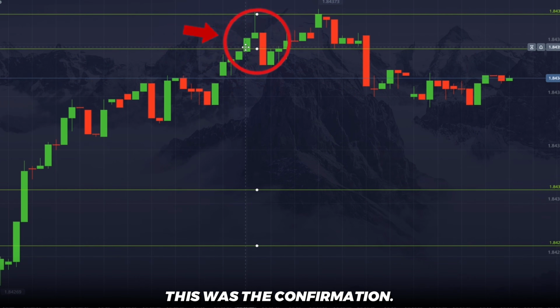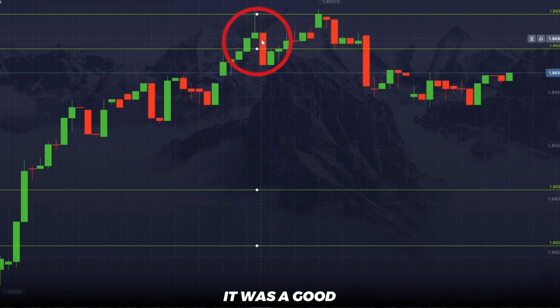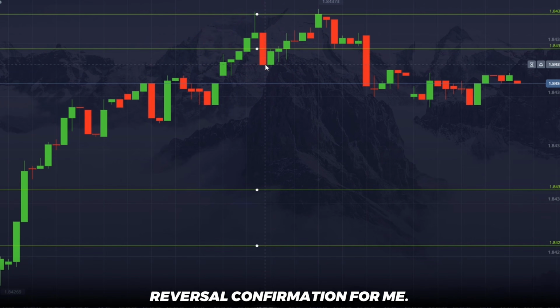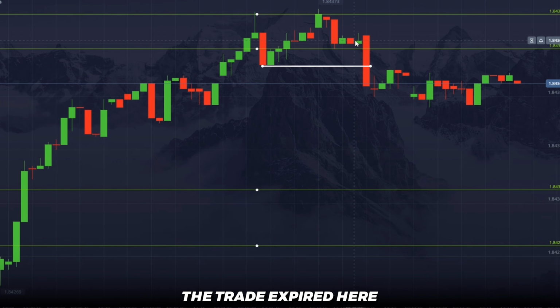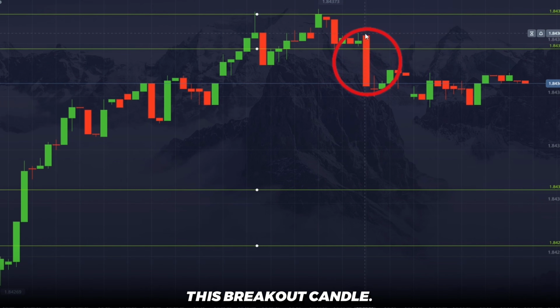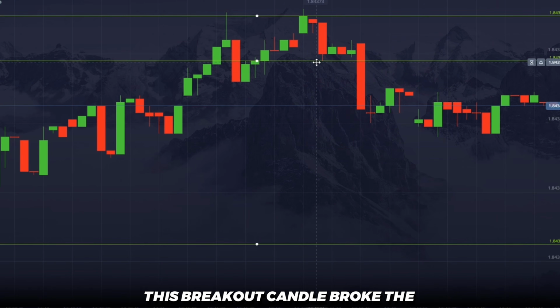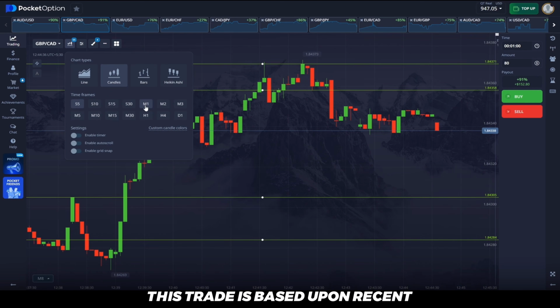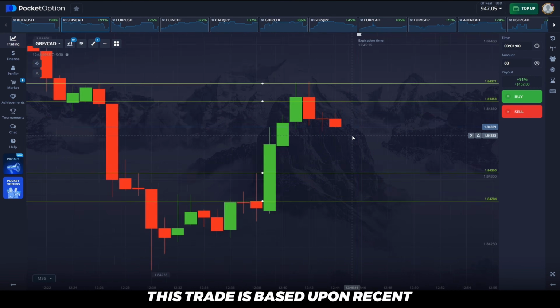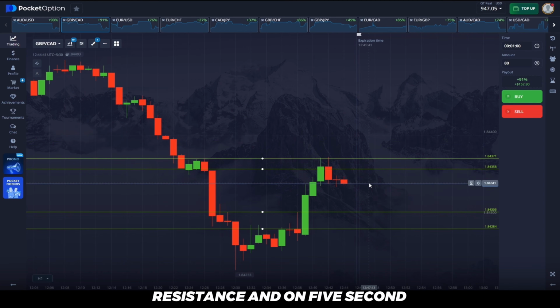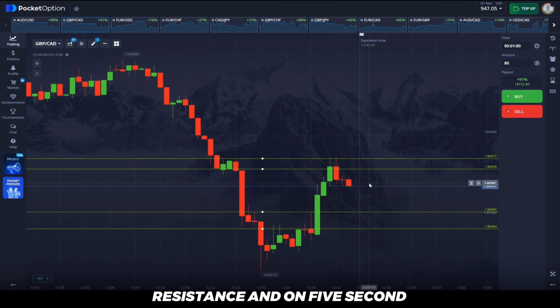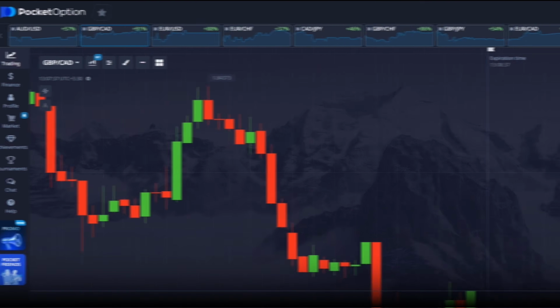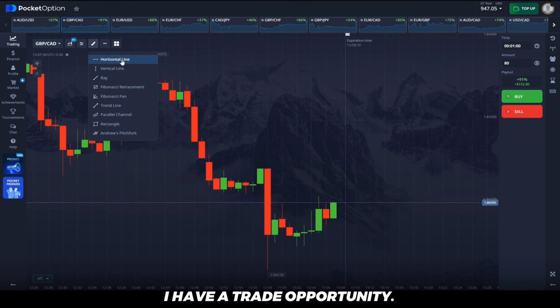This was the confirmation. If you focus on these 3 candles, it was a good reversal confirmation for me. I placed my trade here, the trade expired here, and after that price suddenly formed this breakout candle. This breakout candle broke the recently rejected level, so I placed another trade, and in that trade I booked profit. This trade is based upon recent resistance, and on the 5-second chart we got good reversal confirmation, so I placed the trade. Currently on the British pound CAD chart I have a trade opportunity.